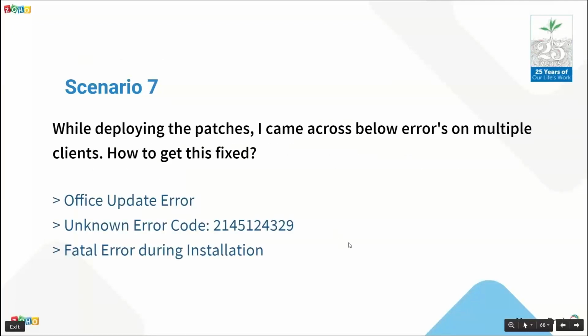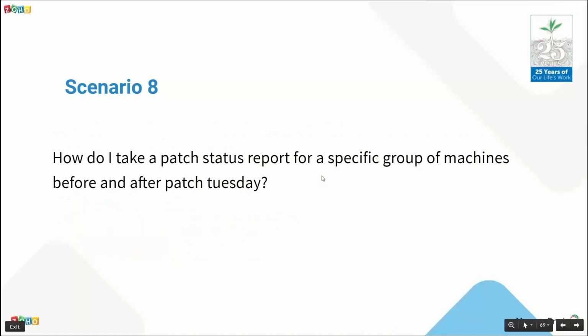Scenario 7: while deploying the patches, I came across the below errors on multiple clients. How to get this fixed? So these are all the errors that we have experienced from a few of our customers, and we have made a Read KB article right after each error. So if you end up with any of these deployment errors, you will find a Read KB article, which you can click on and read the information about the workaround that's suggested to fix those errors in our blog. And based on that, you can proceed to remediate those deployment errors.